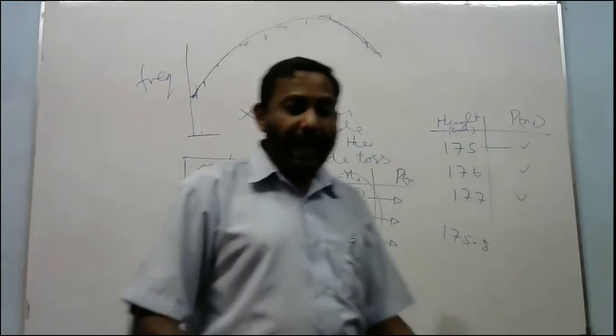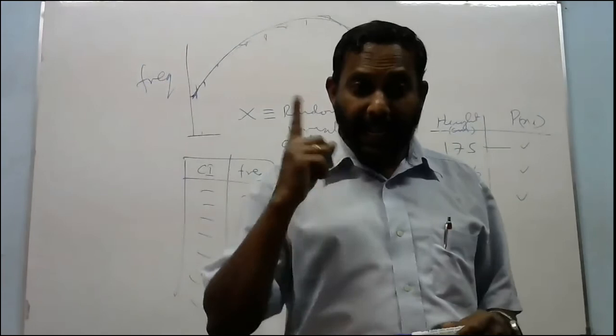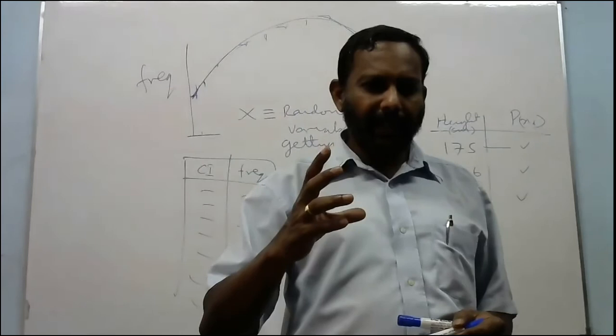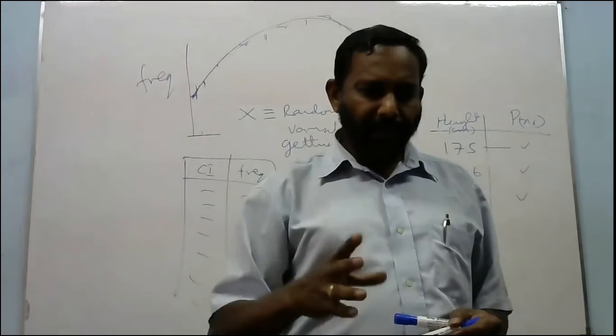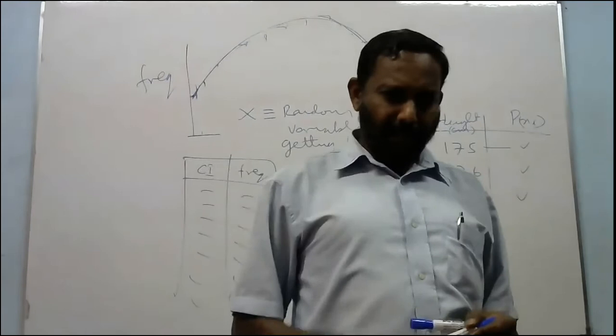Number of rainy days. Let's say out of 365 days, number of rainy days, is it discrete or continuous? Discrete. Because we are talking about the number of rainy days. You can't say 2.5 days, 3.5 days. If it rains today, it's a rain totally. Whether it is 5 millimeter or 1 millimeter or 100 millimeter, rain is rain, right? So discrete random variable.